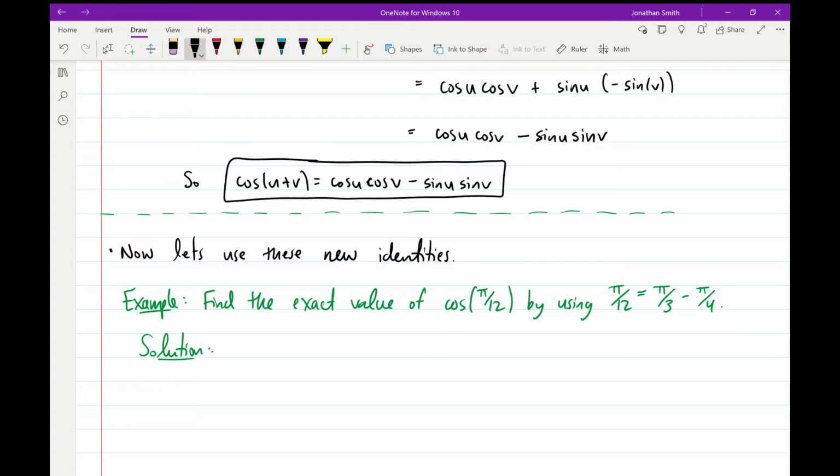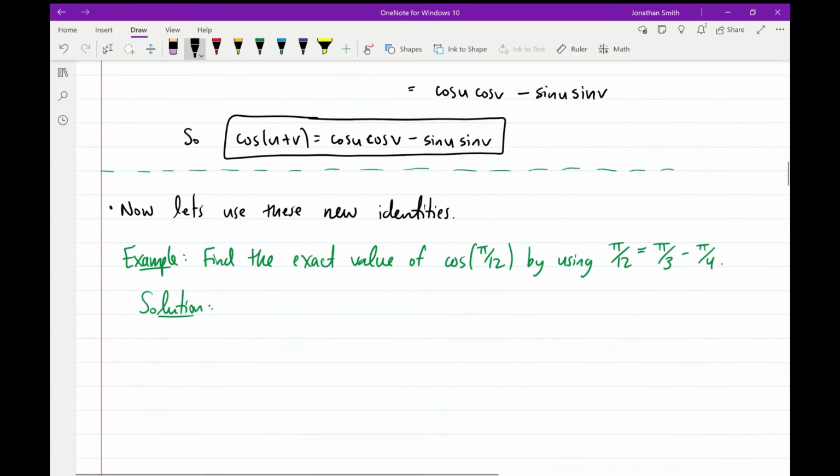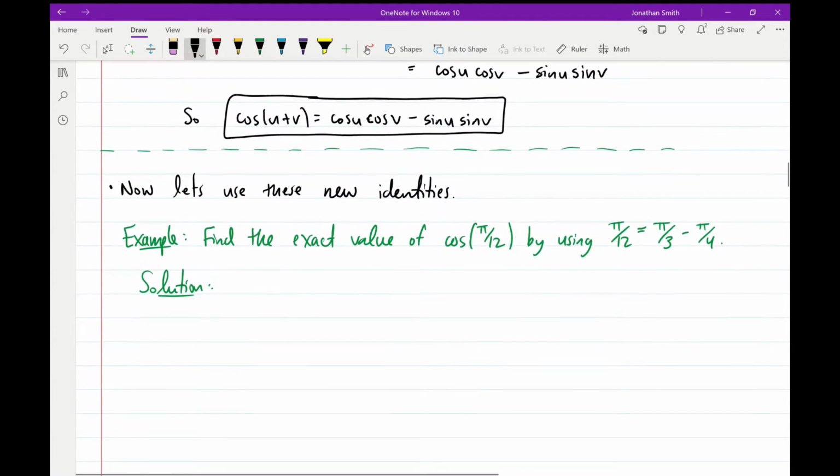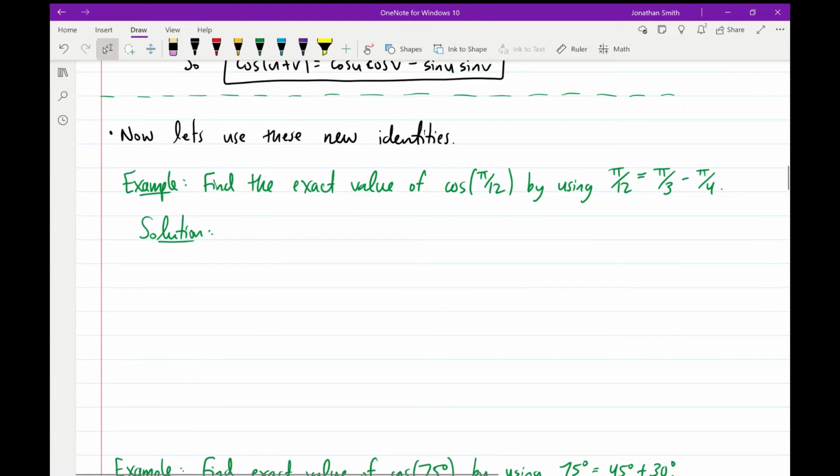Alright, so next up, let's take these identities that we now have for cosine of the sum and difference of angles, and let's apply them to some different examples to show why we might be interested in this in the first place. Alright, so in this first example, we want to find the exact value of cosine of pi over 12 by using the fact that pi over 12 is equal to pi over 3 minus pi over 4.